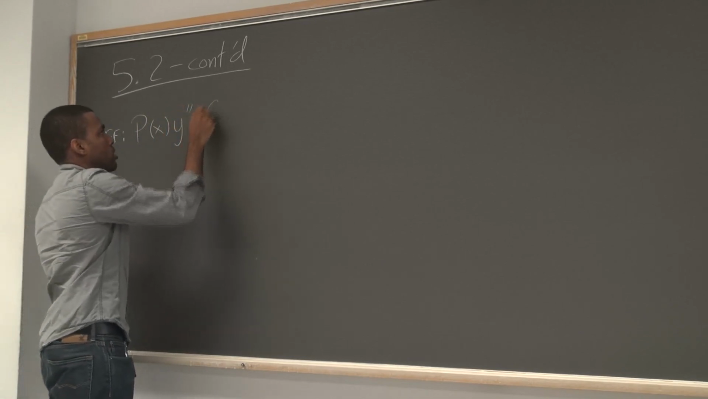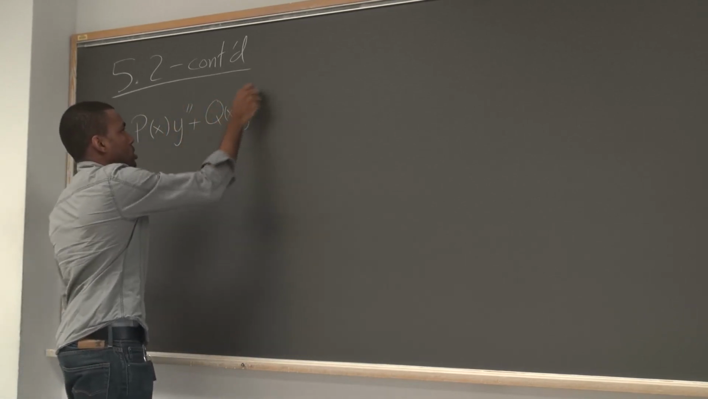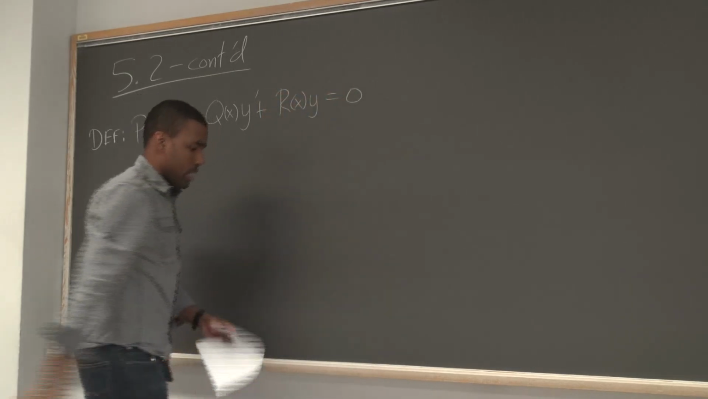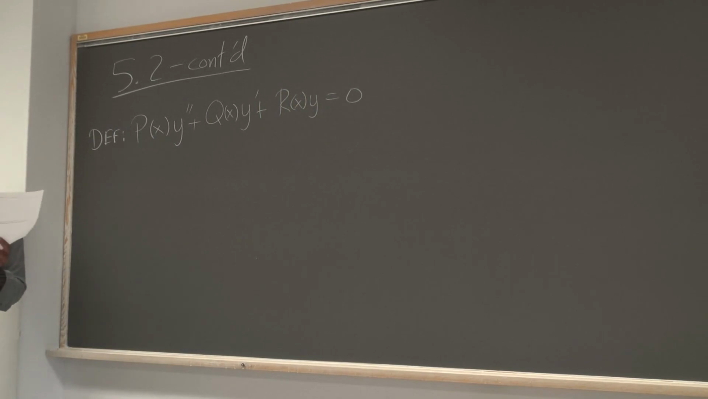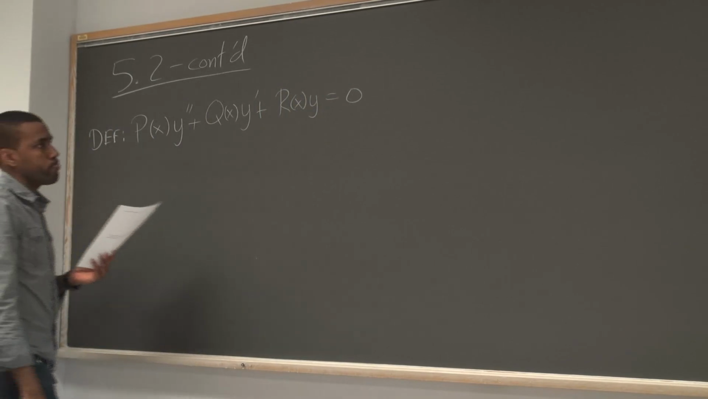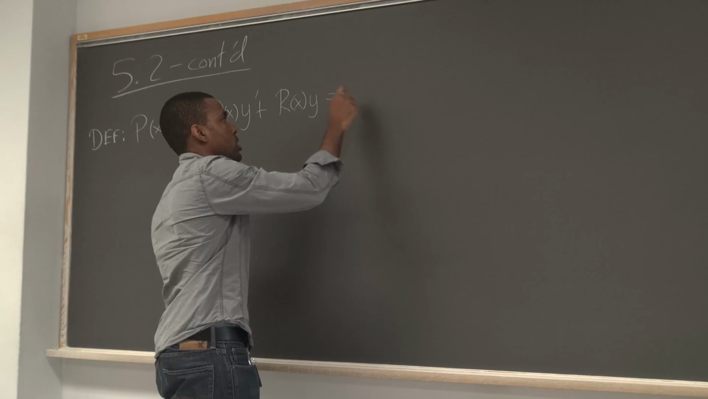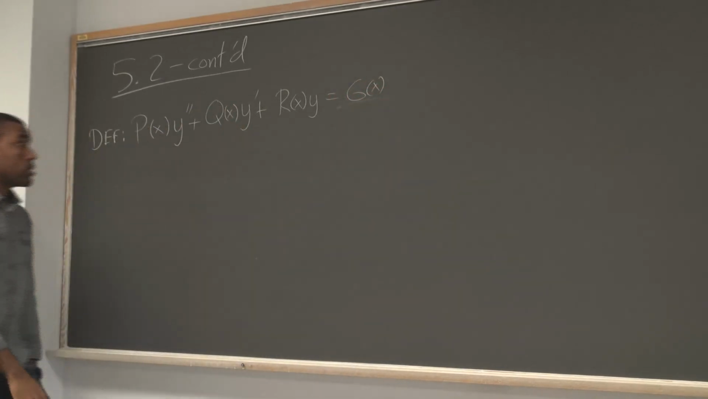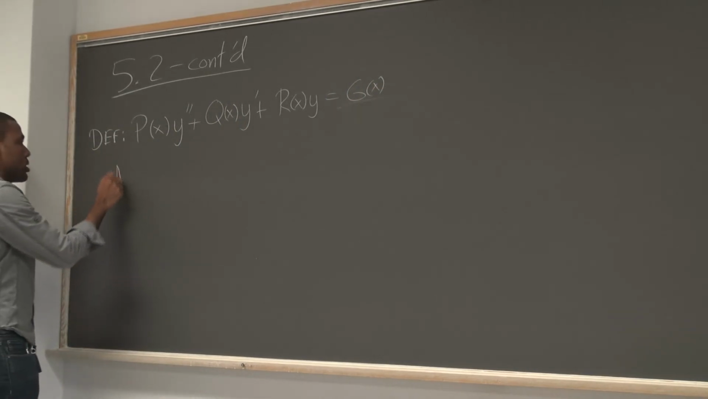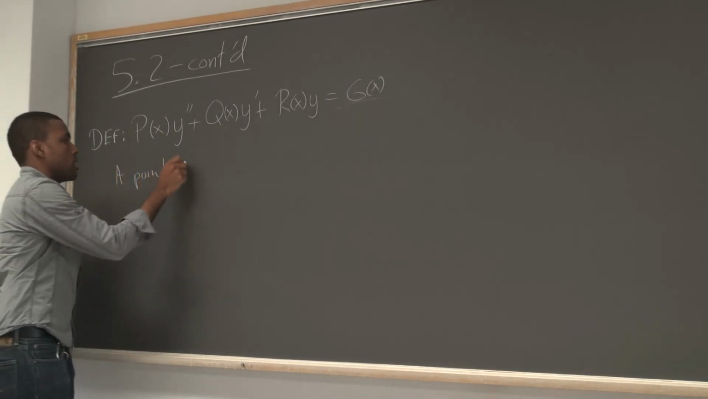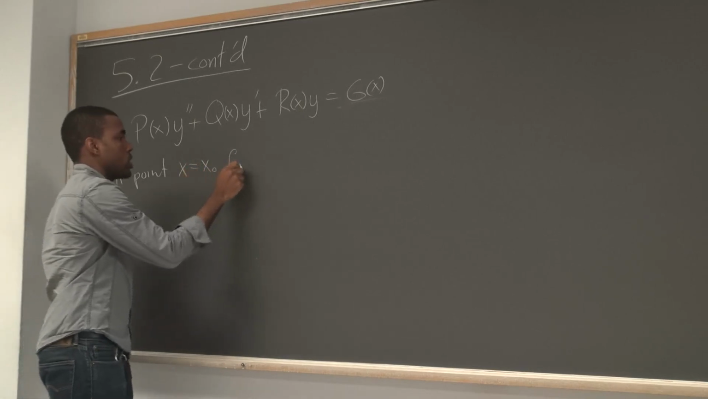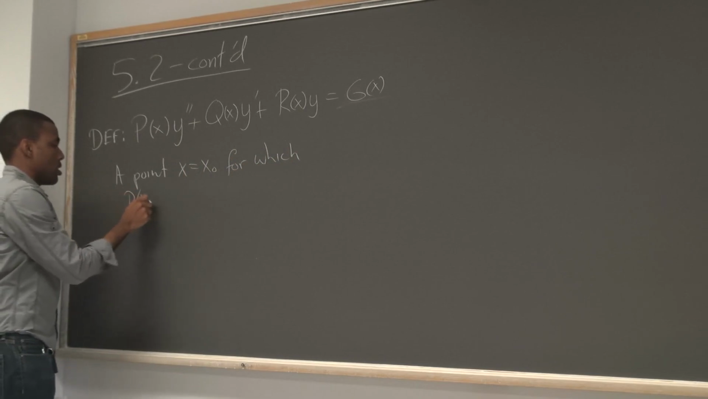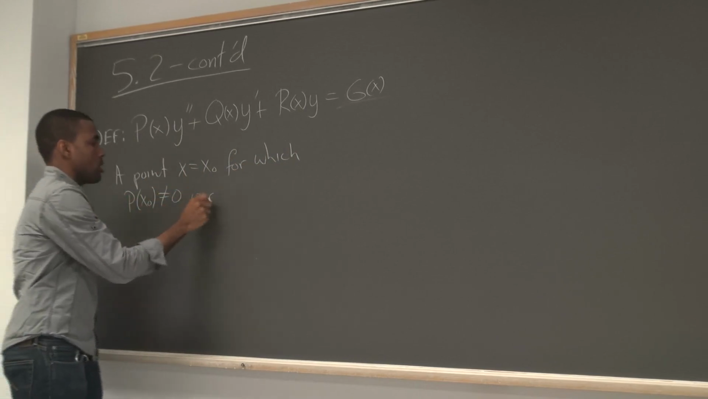We're looking at second order differential equations. We're looking at the homogeneous one, but this also applies to non-homogeneous ones. So let me make that more general. The focus in this class is homogeneous, but whatever. A point x equals x naught for which p of x naught is not 0 is called an ordinary point.